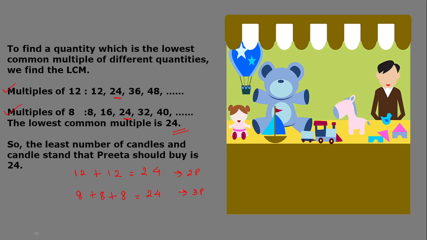So this was, children, the method of finding the LCM. Simply, first you have to write the tables of the given numbers, then you have to find the common multiples, and the third step will be to find the smallest common multiple. Out of the common multiples, whichever is the smallest number, that will be your least common multiple.